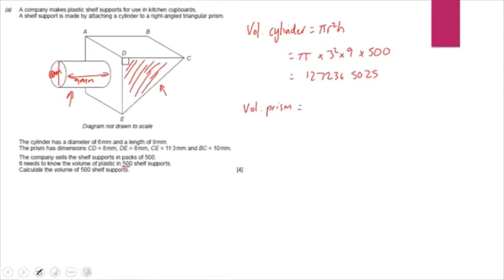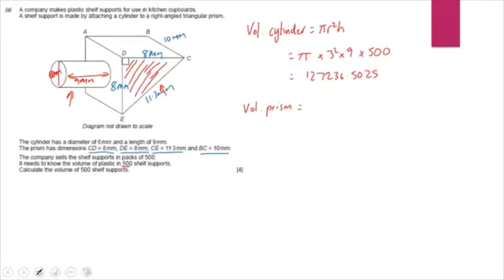So let's see if we can put some of our information on. C to D is 8 millimeters, so that's 8 millimeters there. D to E is 8 millimeters there, and C to E is 11.3 here. B to C is 10 millimeters. So I want to work out the area.